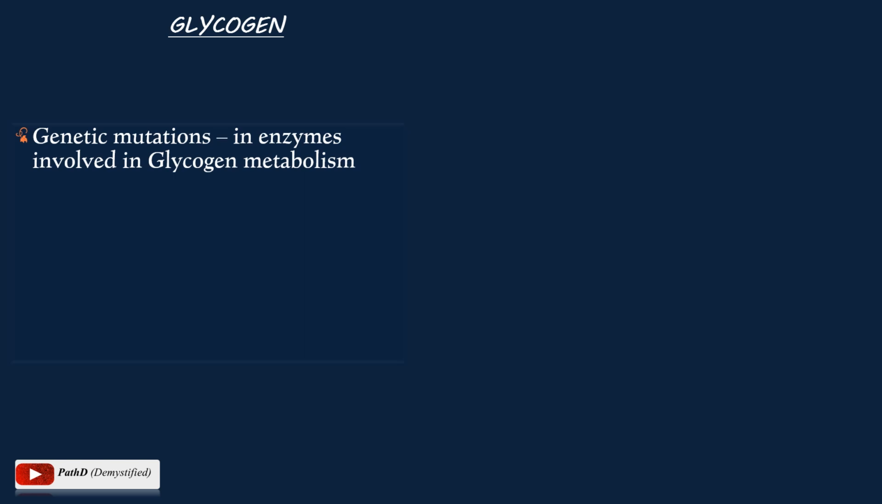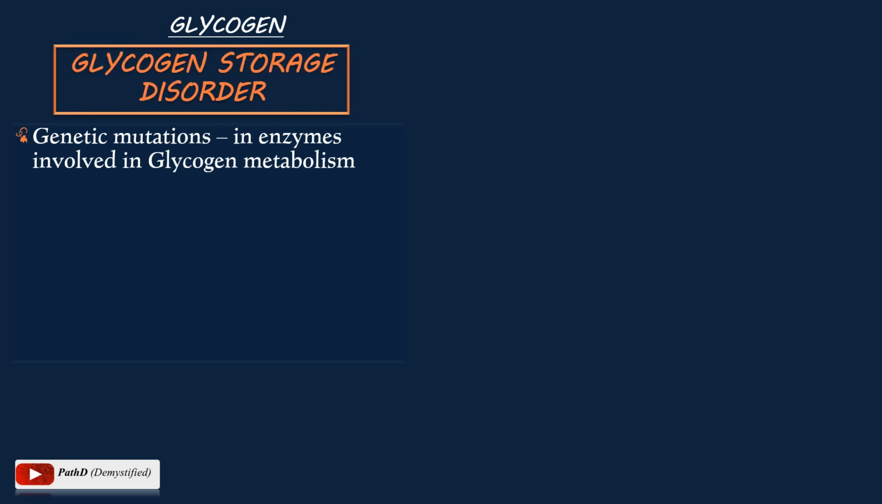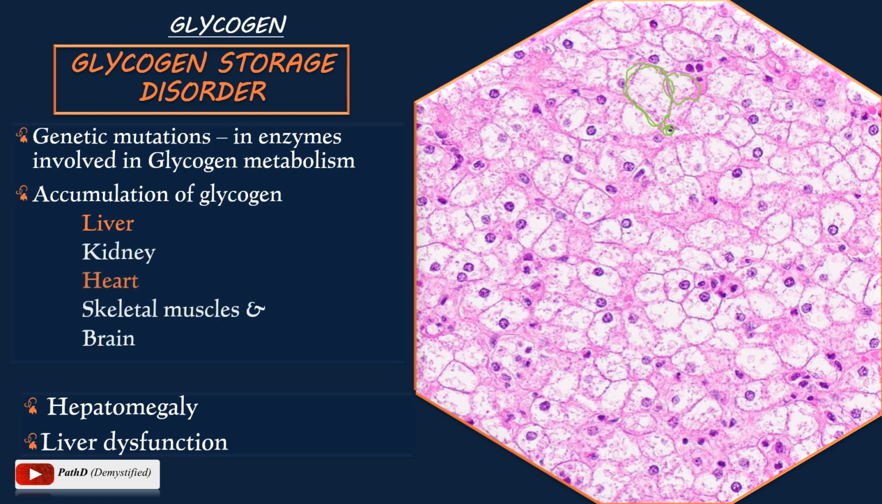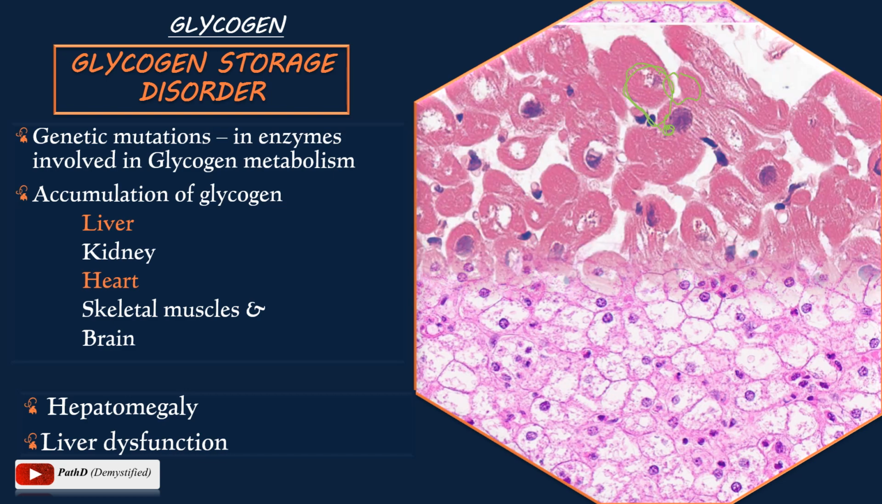Now, the second condition in which there is accumulation of glycogen is because of genetic mutations in the enzymes involved in glycogen metabolism. And these diseases are collectively known as glycogen storage disorders. The accumulation of glycogen in such cases is predominantly seen in liver. See, this is a hepatocyte. The nucleus of the hepatocyte is pushed to the periphery and the entire cytoplasm has undergone a vacuolar degeneration. These patients will develop hepatomegaly and liver dysfunction, and accumulation of this glycogen can also occur in other organs such as kidney, heart, skeletal muscle and brain.